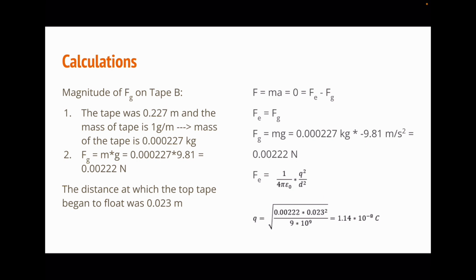This slide shows the calculations to calculate the charge of the tapes using the point charge model, where I found the magnitude of gravitational force on tape B, set that equal to the electric force, because Newton's second law tells us that if the acceleration of the top tape is 0, which it is, the electric force will equal the gravitational force, and then I used Coulomb's law to find the charge of each tape.